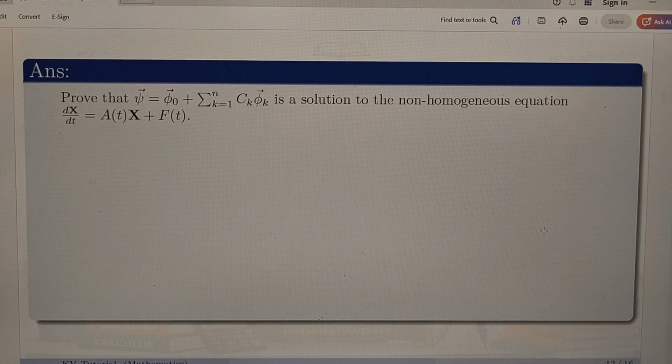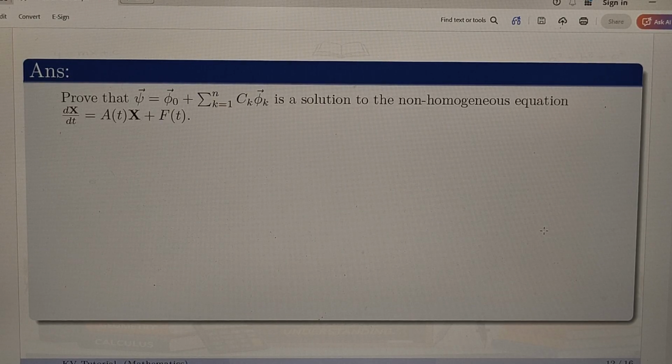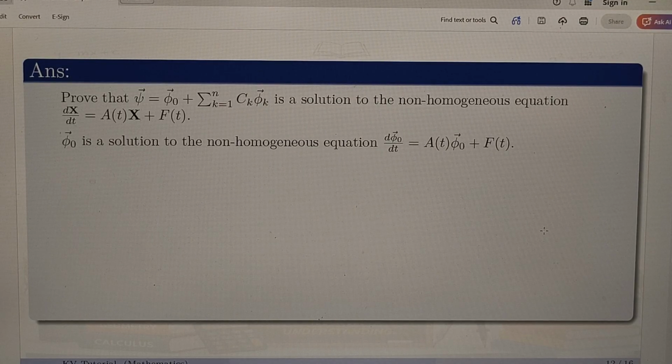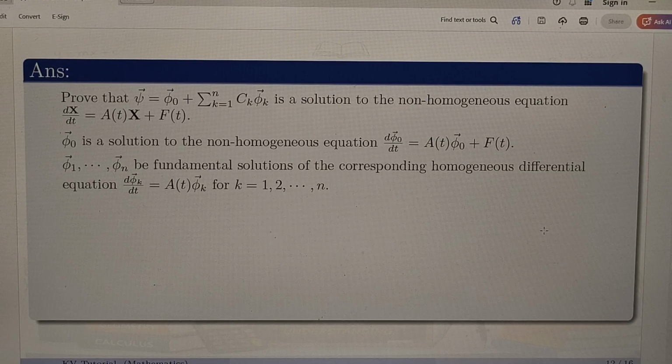So how can we think? At first, we have to prove that ψ equal to φ0 plus summation k equal to 1 to n ck φk is a solution to the non-homogeneous equation. Given that φ0 is a solution of the non-homogeneous system, therefore φ0 satisfies the equation. That means dφ0/dt equal to Aφ0 plus f(t). Also, φ1, φ2, ... φn are fundamental solutions of the corresponding homogeneous differential equation. That means each φk also satisfies the homogeneous system. That means dφk/dt equal to A(t)φk.